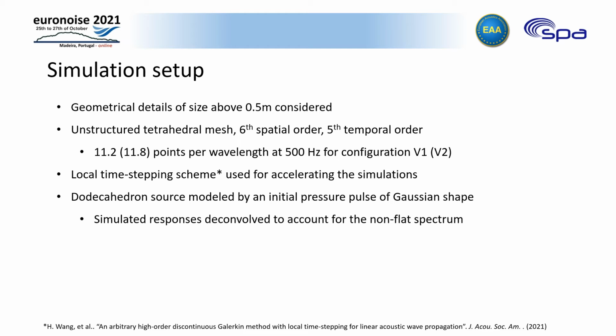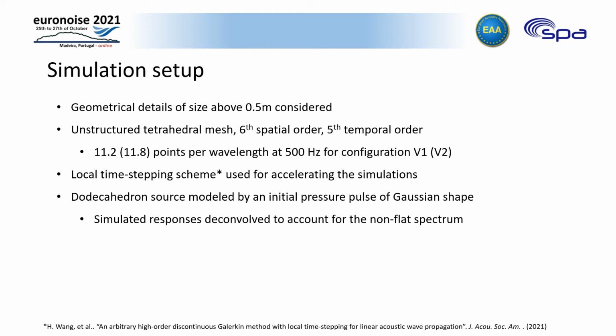Unstructured tetrahedral conformal mesh are used. For the spatial discretization, a 6th-order polynomial basis is used, resulting in a points per wavelength of around 11 for the 500 Hz. For the time integration, a 5th-order Taylor series integrator is used. To accelerate the simulations, all elements are divided into 2 groups based on their size. The local time-stepping scheme is used to integrate the fine and coarse elements in time with their corresponding time-step sizes.